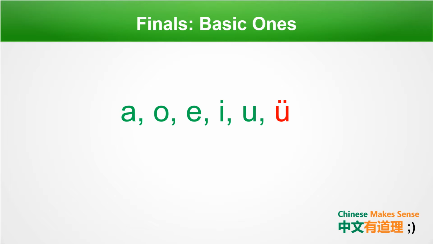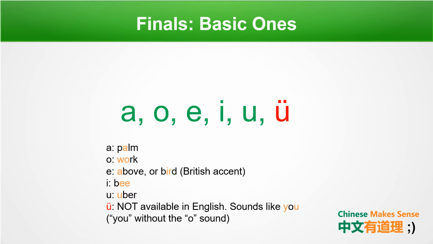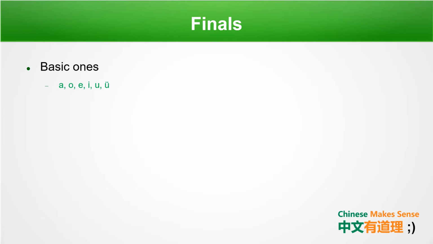Here are the basic finals. A, O, E, I, U, Ü. Here is a little trick for memorizing. A as in palm, O as in walk, E as in above or "bud" in a British accent, I as in bee, U as in Uber, and Ü is not available in English. It sounds like I, which is U without the O sound. Again, here are the basic finals. A, O, E, I, U, Ü. Oh, and by the way, Chinese doesn't distinguish between short or long pronunciation.